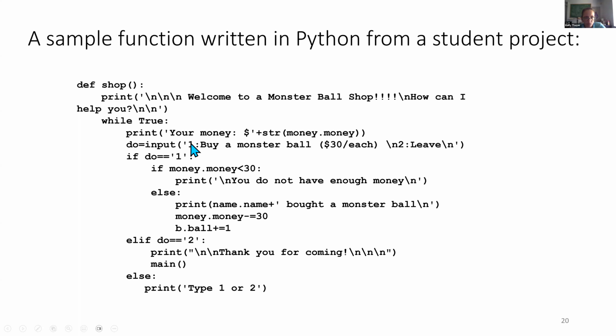If it's 1, they picked 1, then they're buying the Monster Ball for 30, and it's checking to make sure they have enough money. So it's supposed to be $30. Otherwise, if do equals 2, that means they chose to leave. So you see we get the message, thank you for coming.